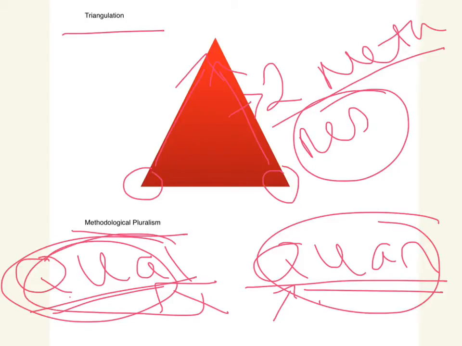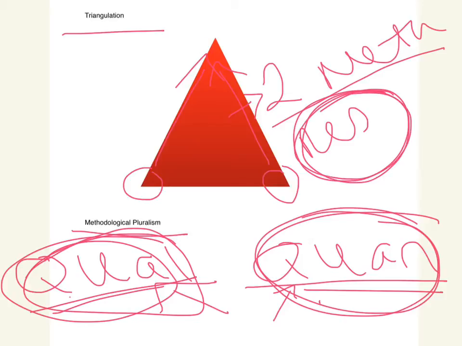Whereas if you use just two qualitative methods, then it's triangulation only. If you use two quantitative methods, it's triangulation only. If you use two researchers only, it's triangulation only.